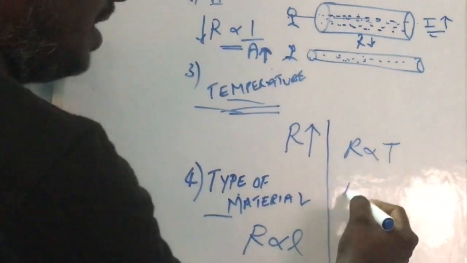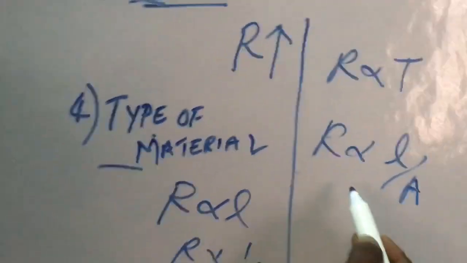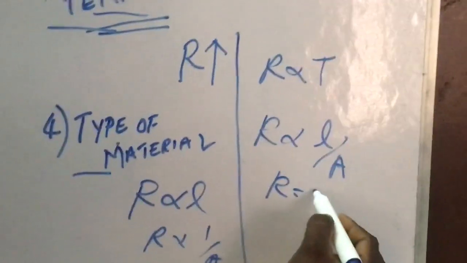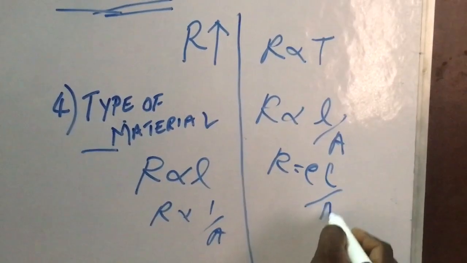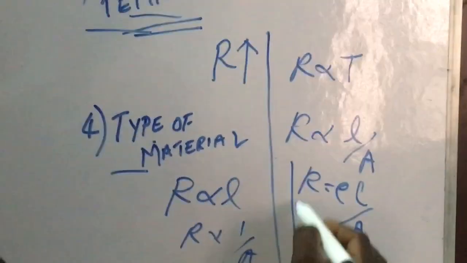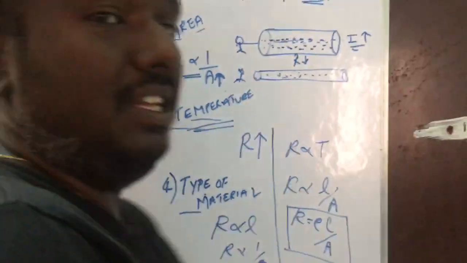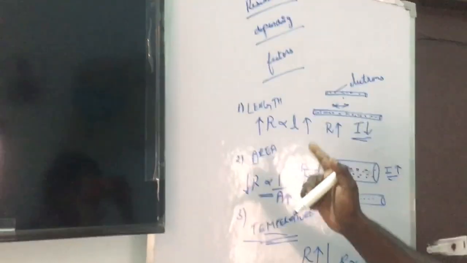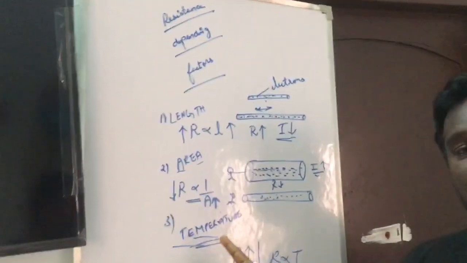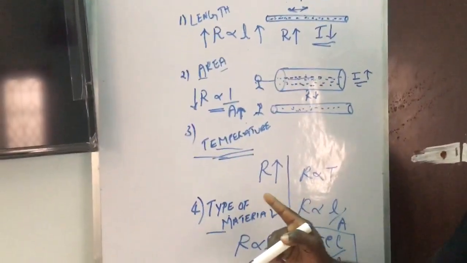Can we write the equation as resistance is proportional to L by A? So how to remove the proportional symbol in physics? By introducing a constant, which gives R equals rho L by A. So rho is called resistivity, which is a constant. So resistance depends on length, area, temperature, and type of material.